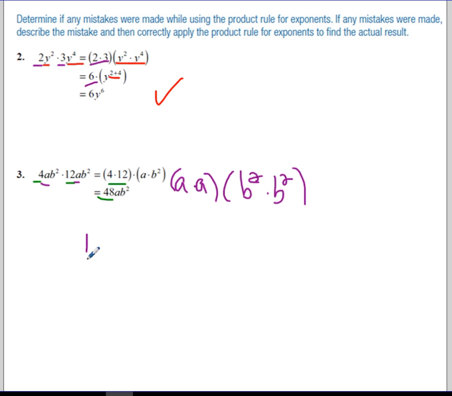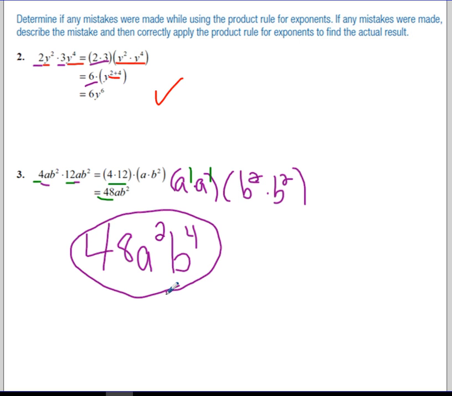So we should get our 48. And then if we put our invisible ones there, 1 plus 1 will give us 2. So we'll have A squared, or A to the second power. And then for our B's, 2 plus 2 is 4. So we'll have B to the fourth power. So this one forgot to multiply those variables by adding exponents. It just used it as a like term and kept the exponents the same, which is incorrect for multiplying.